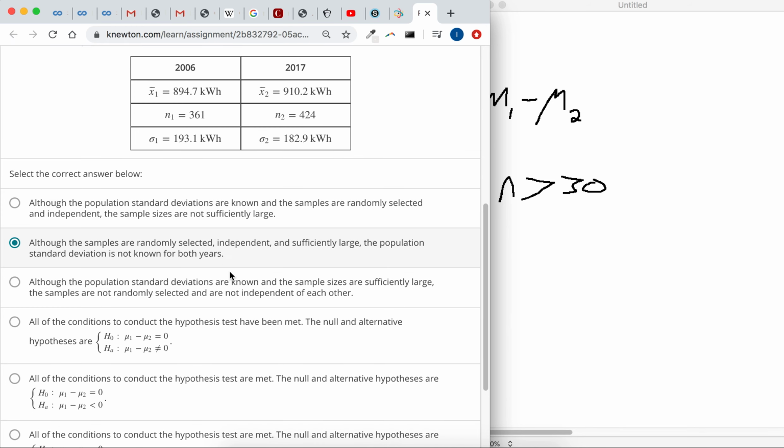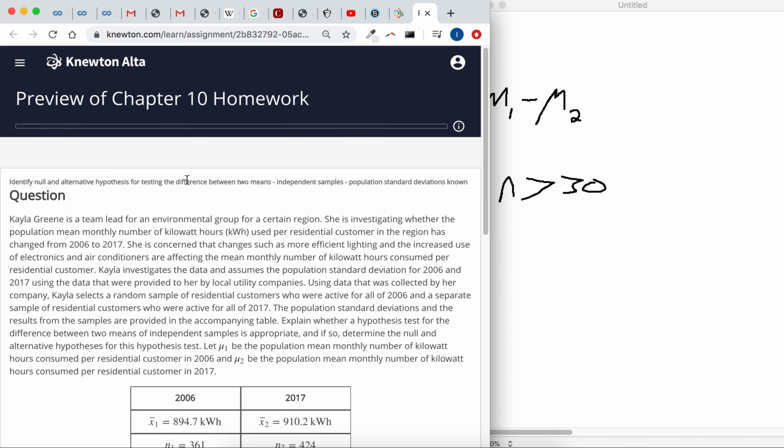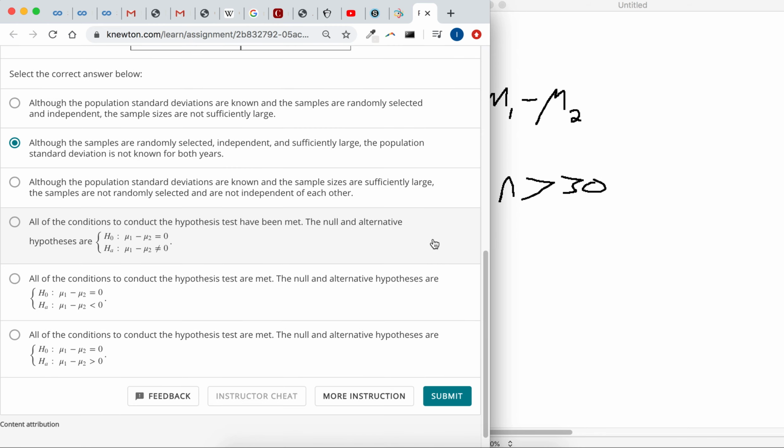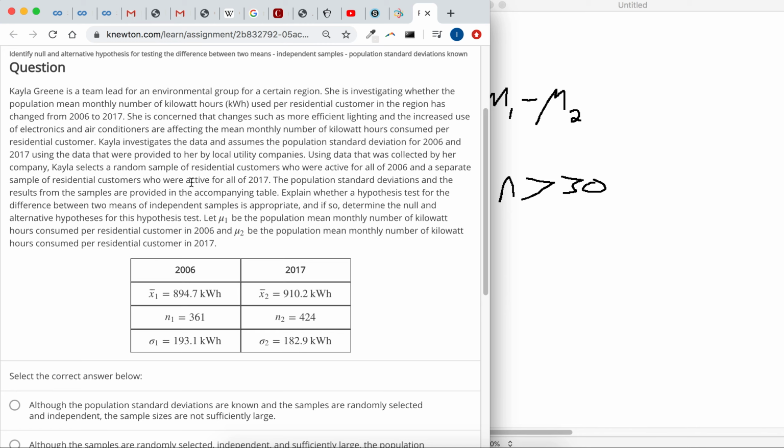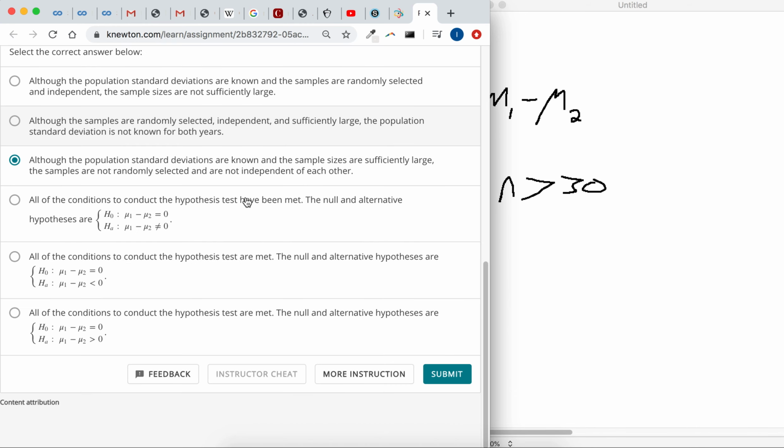The population standard deviation is known. Okay, check out the third. Although the population standard deviations are known and the sample size is sufficiently large, the samples are not randomly selected and not independent of each other. So this is where you'd have to read through, okay? And if you read through the word problem, Kayla does randomly select from each population, okay?